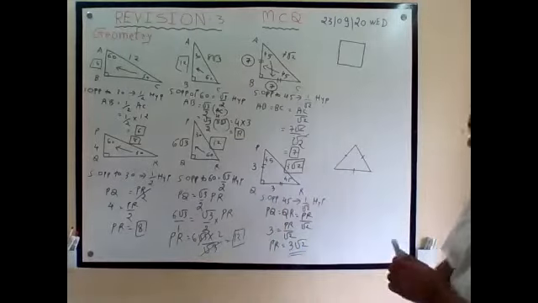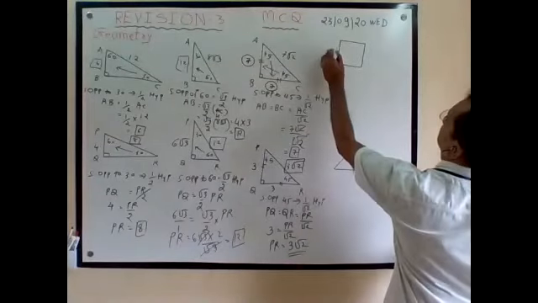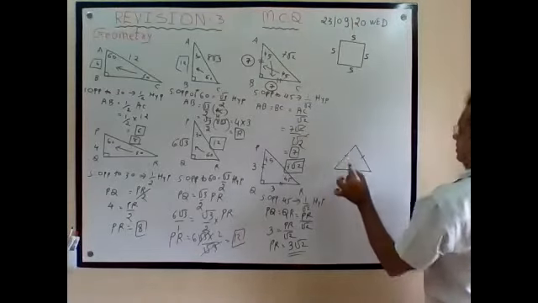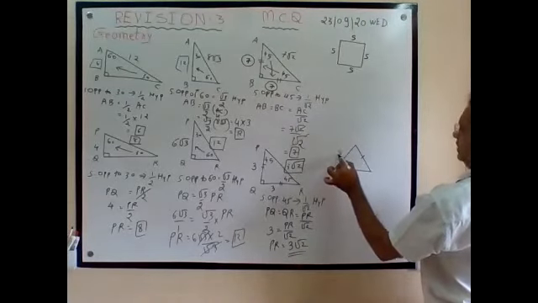Now for square, all the sides are S. Consider. In equilateral triangle, all the sides are S. Consider.